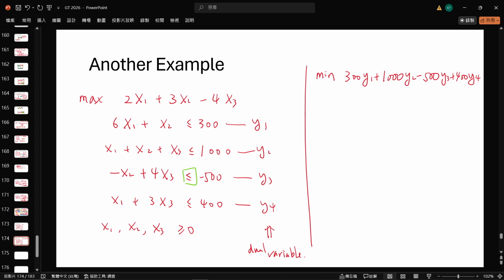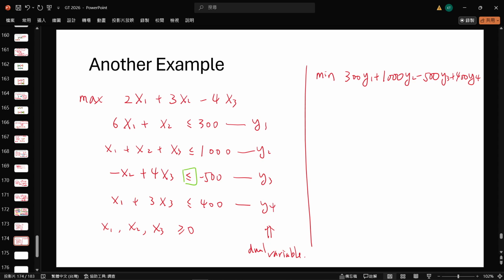All right. So next, the constraint. The purpose of the constraint is to make sure the weighted combination is an upper bound. In particular, for this example, we have to make sure that in the weighted combination, the coefficient of x1 should be at least 2. And the coefficient of x2 should be at least 3. And the coefficient of x3 should be at least -4.